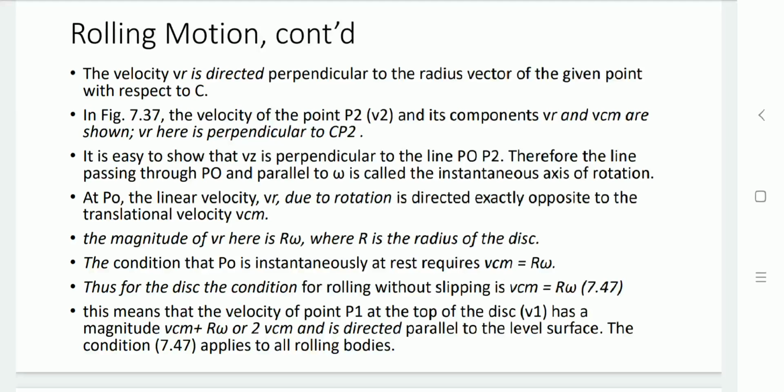So we have a velocity at point P1, at the top of the disk, with magnitude VCM plus R omega, or twice VCM, directed parallel to the level surface for all rolling bodies.